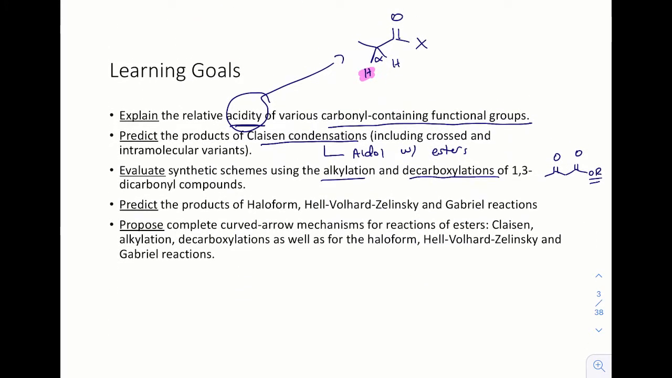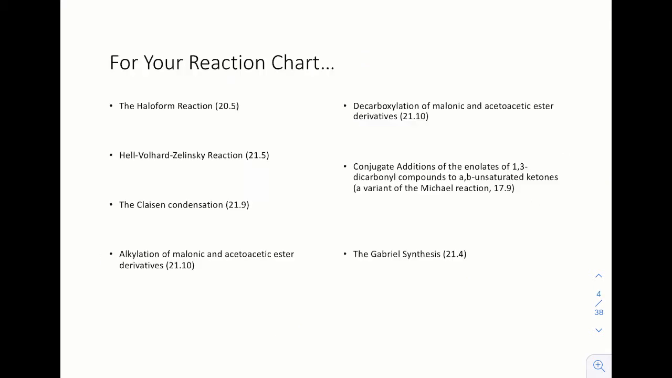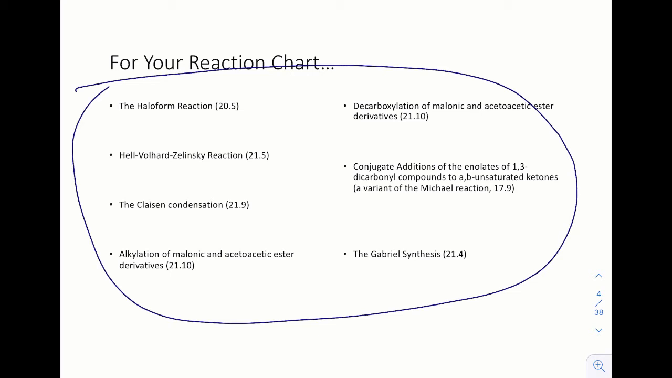We'll predict the products of Haloform, Hell-Volhard-Zelinsky, and Gabriel reactions. So the Haloform and the HVZ, these are alpha carbon reactions, and then Gabriel, I don't know what you want to call this, an alpha nitrogen. We'll show you the Gabriel reaction, and then finally we'll propose curved arrow mechanisms for all of these reactions. 7 reactions for your reaction chart today.